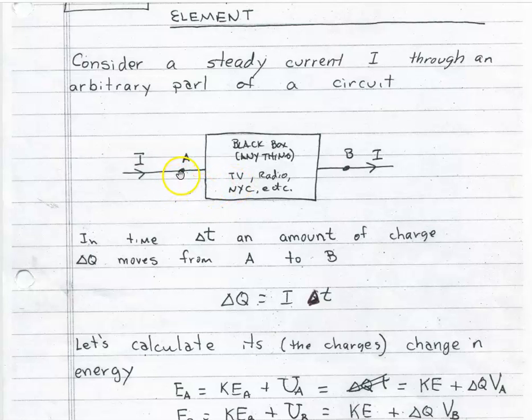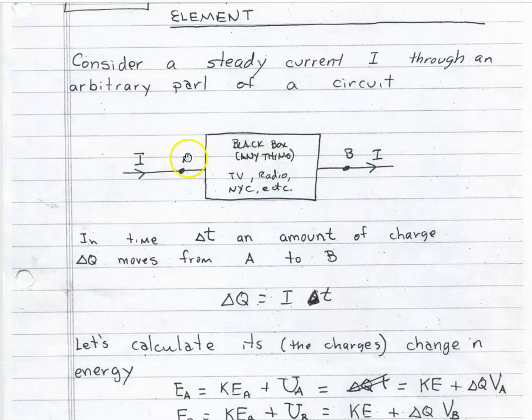And between A and B, which I can put right up here at the end, I'm going to put really anything, which I'm going to call a black box. I don't even have to know what's in there, especially, although you usually do, but it could be anything. It could be a television set, it could be a radio, it could be New York City. It could be the Hoover Dam electrical power generation plant, so really anything.